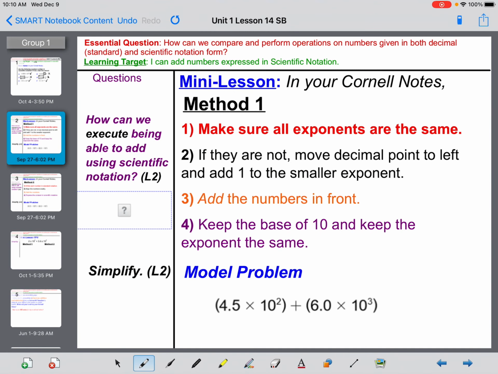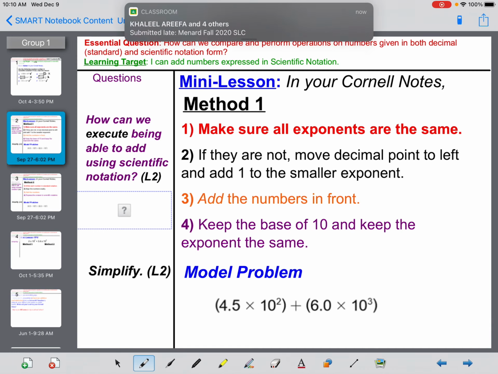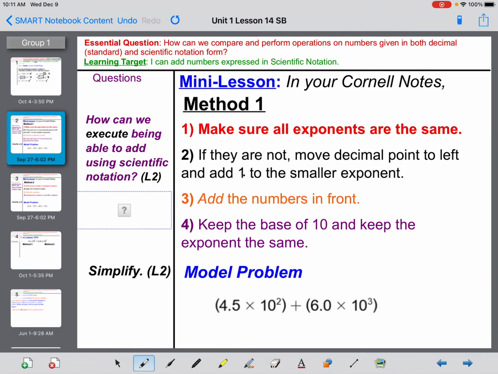The question for the mini lesson is how can we execute being able to add using scientific notation? The first thing I want to mention is that there's two methods in which we can use for when we add using scientific notation. This is going to be method 1. Method 1 tells us that step number 1 needs to make sure that all exponents are the same. 2, if they are not, we're going to move the decimal point to the left and add.